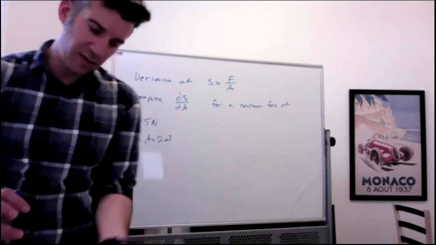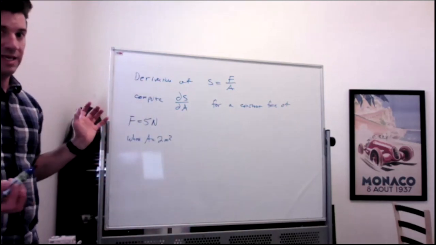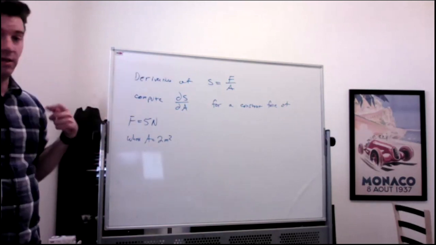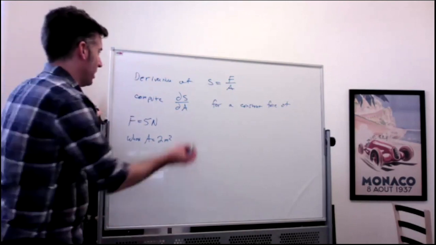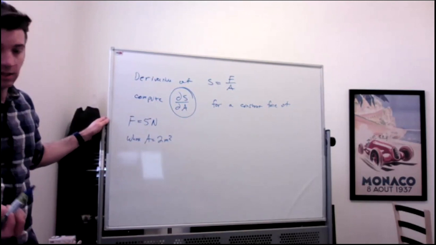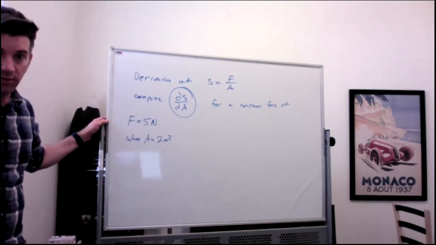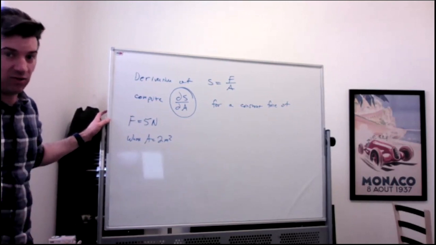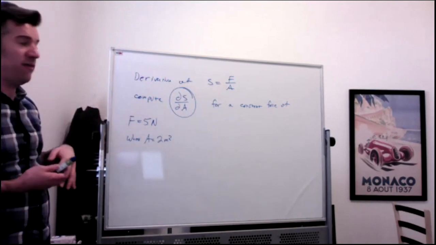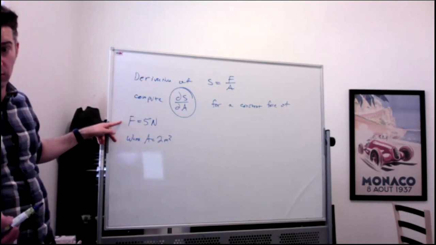So while I will say that this question is probably phrased in a moderately confusing way, it doesn't have to be super confusing. So I'm trying to find the derivative of this. Now, when I see this, this tells me a lot. This tells me that S is my function and that A is my variable. And everything else doesn't really matter. So when I see S equal to F over A, I'm really thinking, oh, F is a constant. In fact, they even tell me in the problem that F is a constant force of 5 newtons.